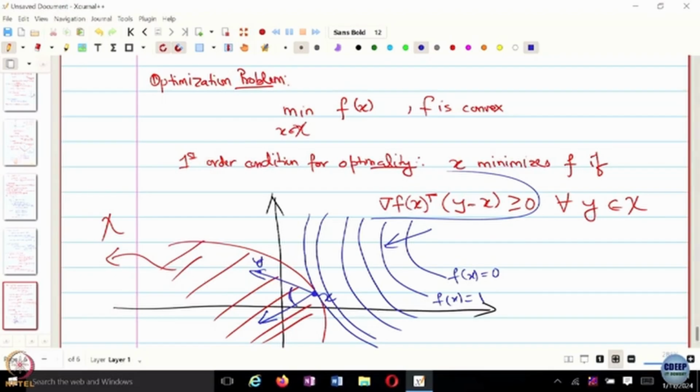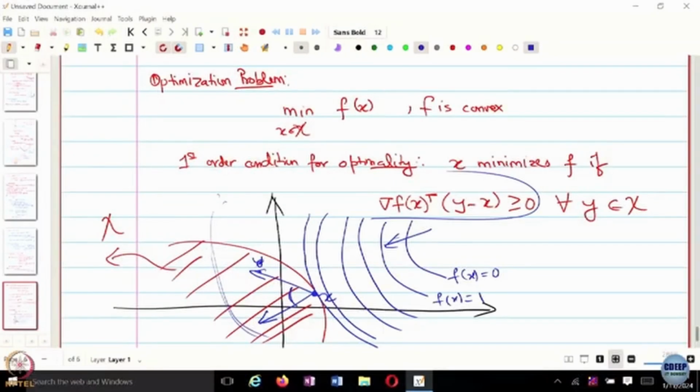So when this particular level curve touches the constraint set, you can keep increasing. In this case, for instance, f of x is 0, 1, 2, 3, and so on. So you want to minimize f of x, and it gets minimized when this level curve touches the constraint set. Because the function is increasing in this direction, the gradient will be pointing in this direction, and you have another vector y in the constraint set. The angle between these two vectors is less than or equal to 90 degrees, and that's the first order condition for optimality.